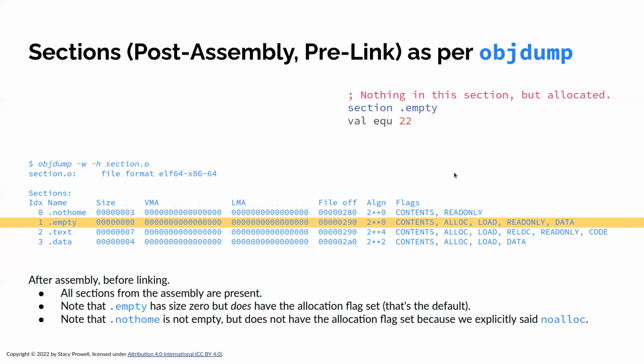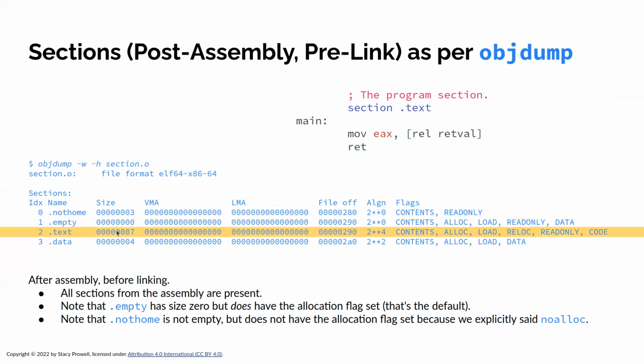Empty. What's in empty? Well, empty has size 0. Not home had size 3 because it had 3 bytes in it. Empty has nothing in it. All we did in empty was define a constant, which did not occupy any space. So it's empty. But you notice it has alloc and load, read only, and data defined for it.